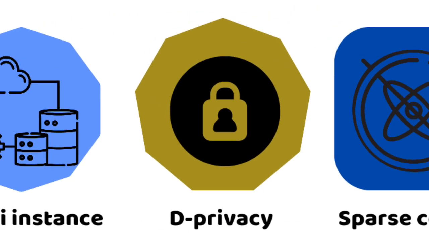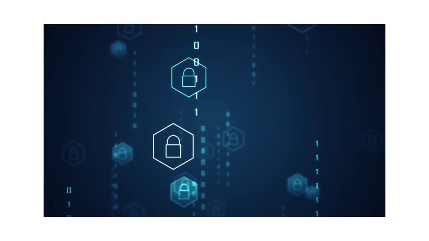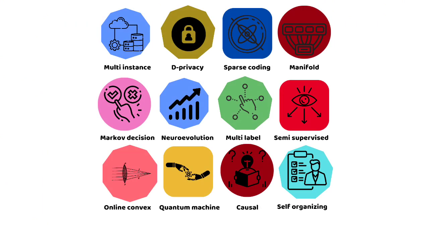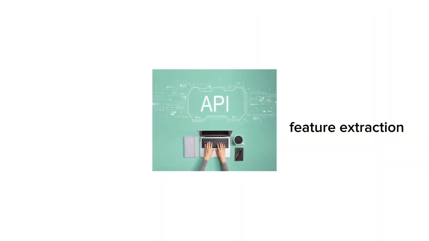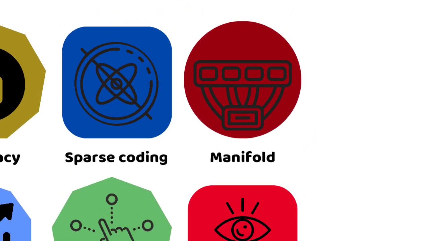Differential privacy. By introducing noise to training data or query responses, differential privacy seeks to offer robust privacy assurances by making sure that specific data points cannot be deduced from the output. Sparse coding. This technique, which is helpful for tasks like feature extraction, denoising, and compression, learns a compact and sparse representation of data. Manifold learning.